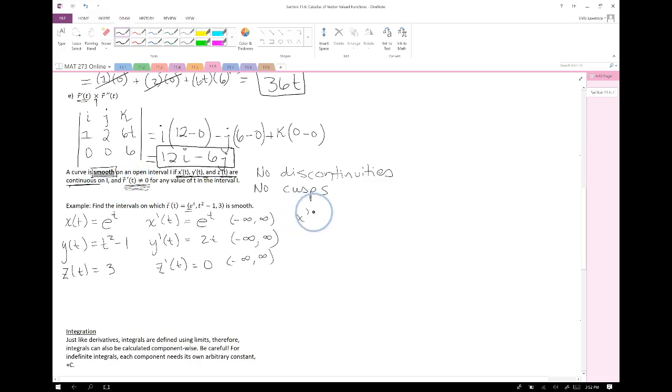So we need to know where each of these equals 0. Well, e to the t never equals 0. Which means r prime of t can never equal 0. If you've got a component that can never equal 0, then you're fine. We will always have a value in the x of t position, so r prime of t will never equal 0.